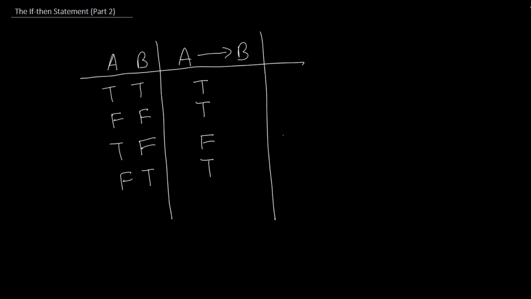Okay, so this is the second part of the if-then statement video. As a refresher, in the previous video we constructed a truth table for the if-then statement, and we showed that this way of constructing it is the objectively correct way. Now, there's a lot more to discuss.